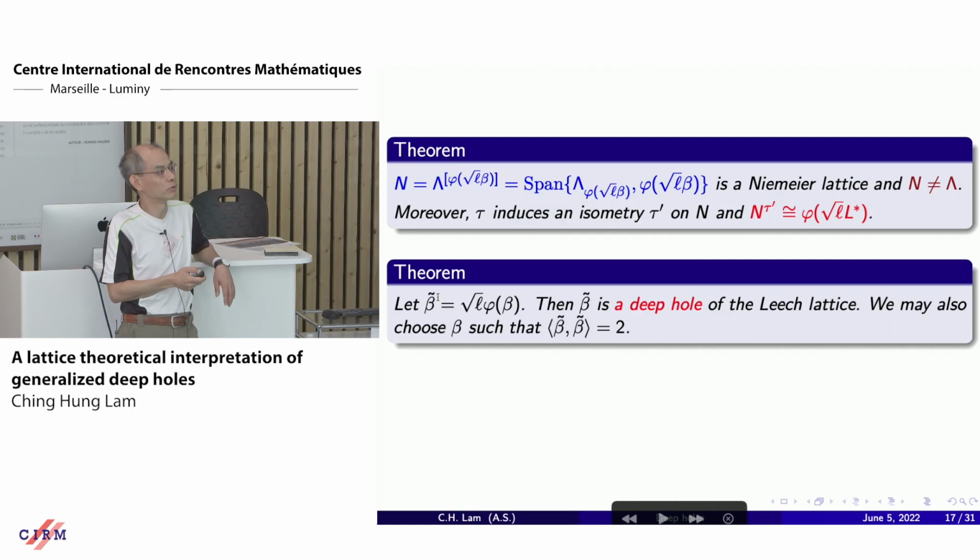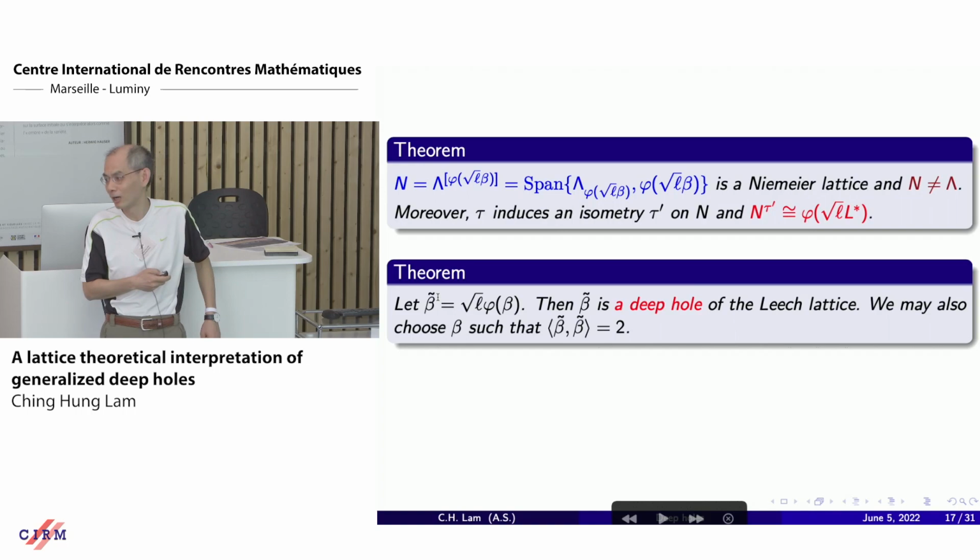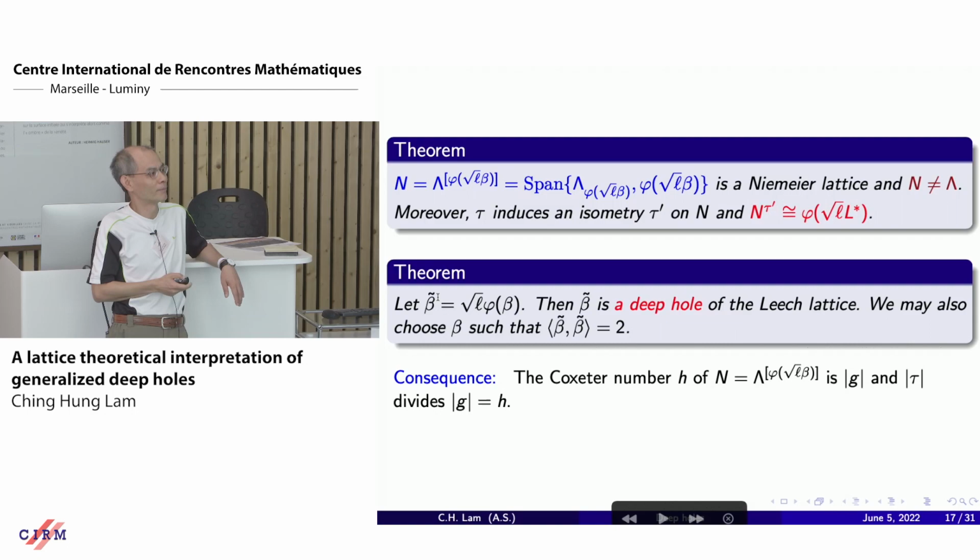Once you can show this, then you can show this is in fact a deep hole, and because a deep hole will have distance two from the Leech lattice, without loss of generality you can choose beta such that this is two. Well, this proof requires quite a lot of calculation, but basically it's just checking all the possible cases, because it depends on tau and also the phi map. So that means the Coxeter number of this N will be exactly the order of g, and tau will divide the order, okay?